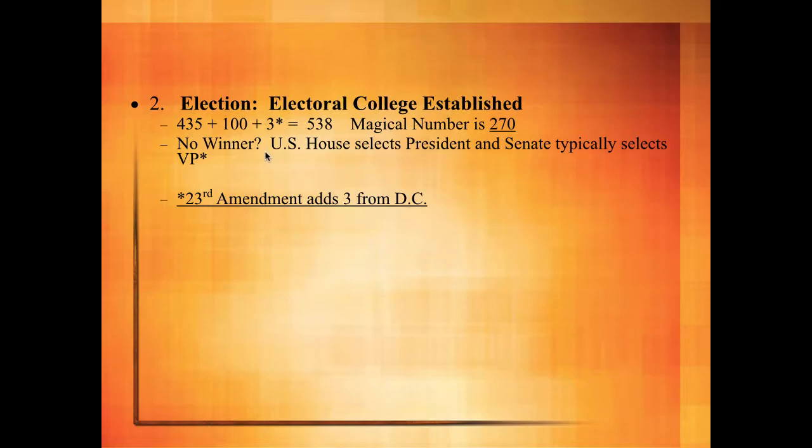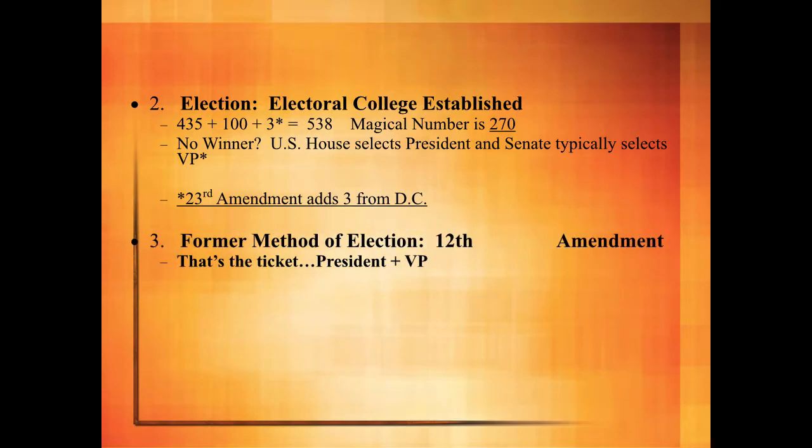If there is no winner, right, there's a tie of 270, or neither side really reaches 270, the House gets to select the president and the Senate gets to select the VP. So the 23rd Amendment gave some representation to D.C. because before they couldn't vote in presidential elections. We just already talked about the 12th Amendment, but essentially now there's a ticket, a VP and a president combo.